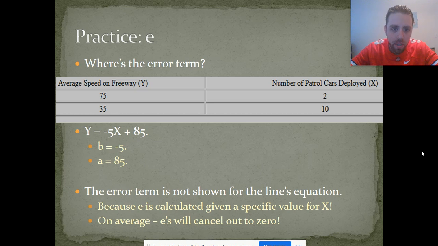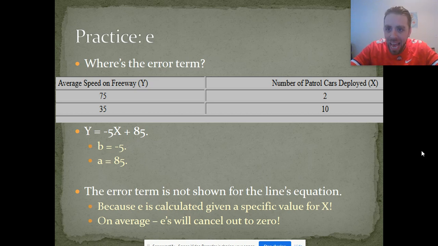So when x equals 2, the average speed is 75, right? And when x equals 10, the average speed is 35. So neither of those will be the mean average speed. The average mean here is going to be like 55 or 60, whatever it ends up being. And so knowing that, 55 actually is what it would be, I will get a value of e, an error term, that is different because it's referencing each value of x.